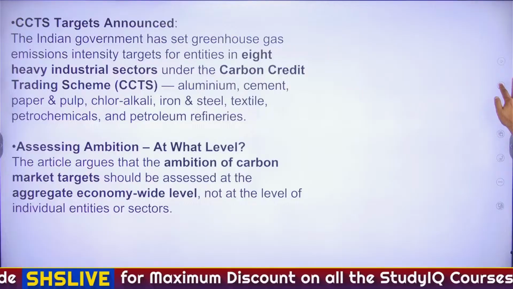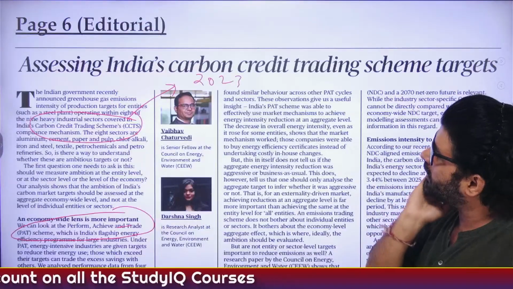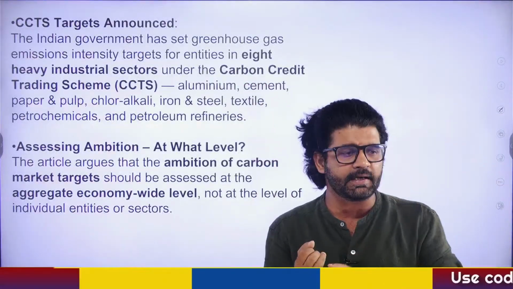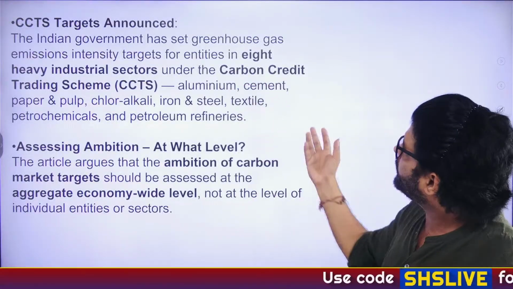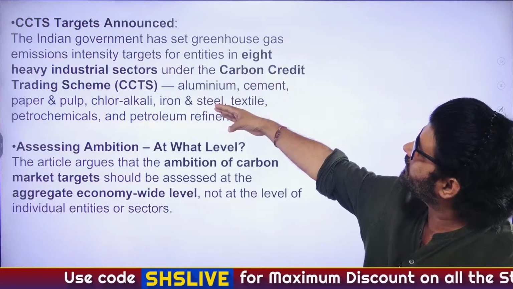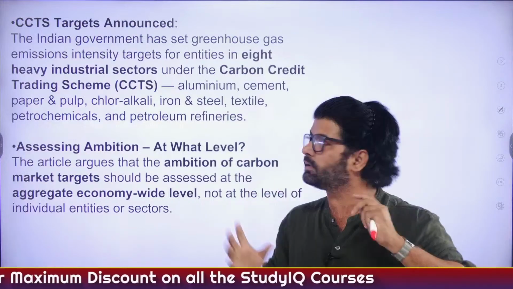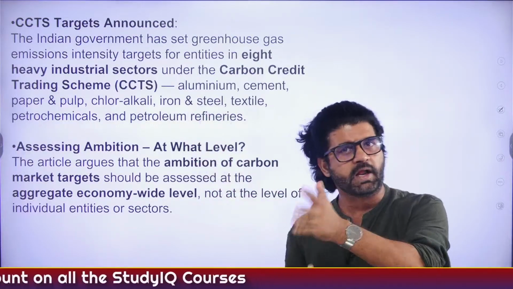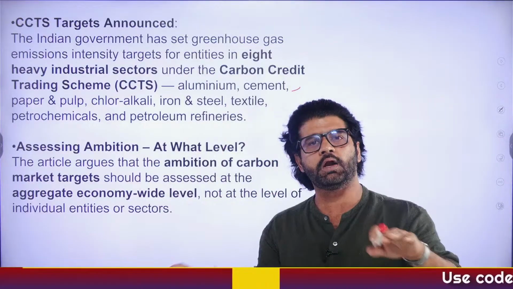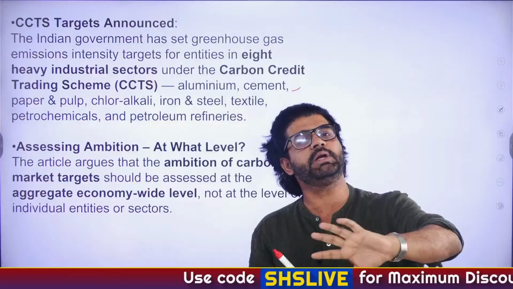Now let's talk about this whole scheme, what this editorial is talking about. So now this editorial is focusing on CCTS and they have some issues. What they are saying is that the Indian government has announced some policies. What policy have they announced? They have set greenhouse gas emission targets for 8 heavy industrial sectors under the carbon credit trading scheme. Earlier, the Indian government was not concerned about individual industries. They used to set it for all the industries combined, like 8 industrial sectors in general, that they should emit less carbon.